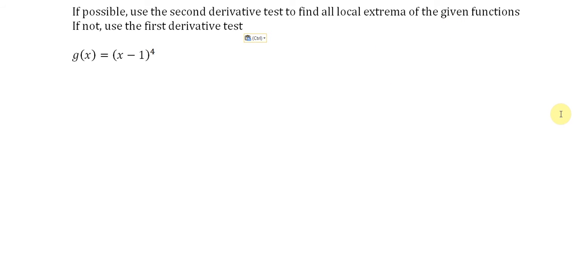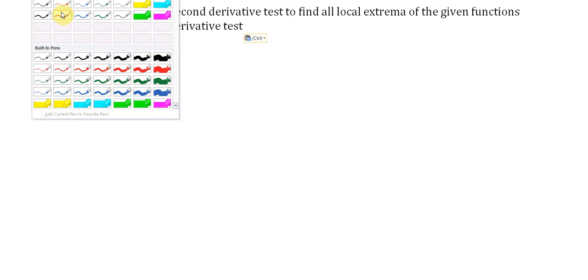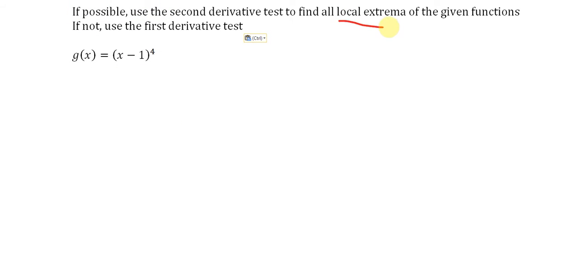Alright, so we got one more example here in how we're going to use the second or maybe the first derivative test. So we want to find all the possible local extrema of this particular function g of x. We want to use the second derivative. So let's start by finding the first derivative.